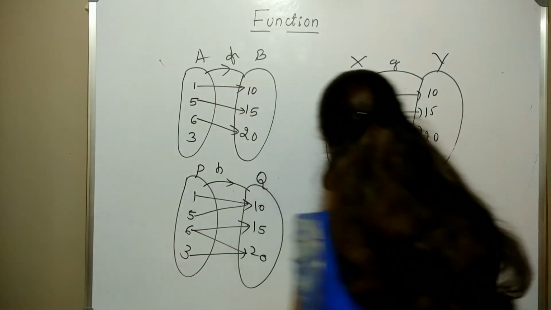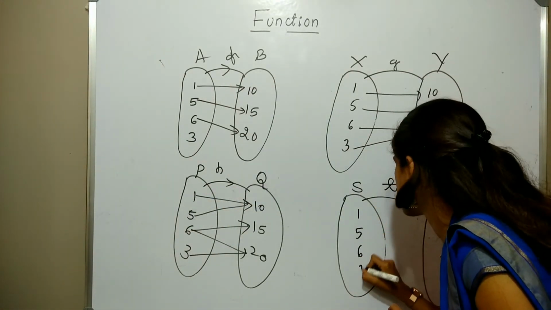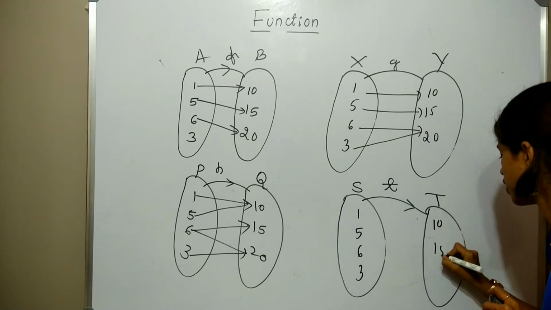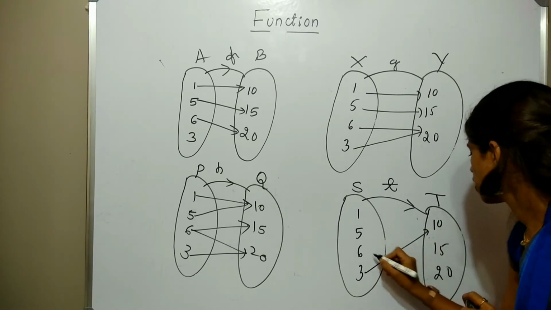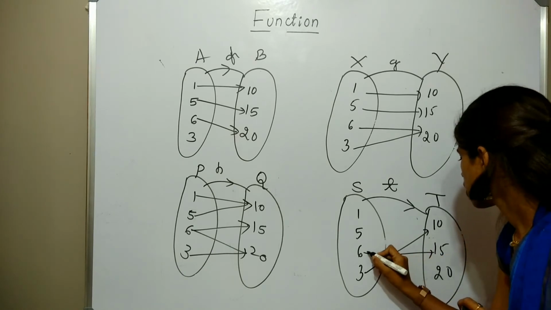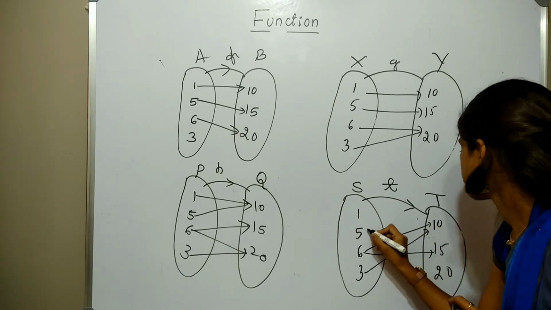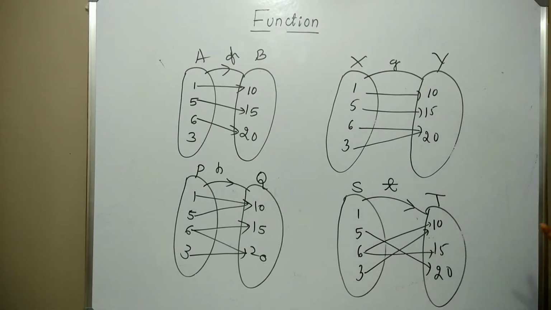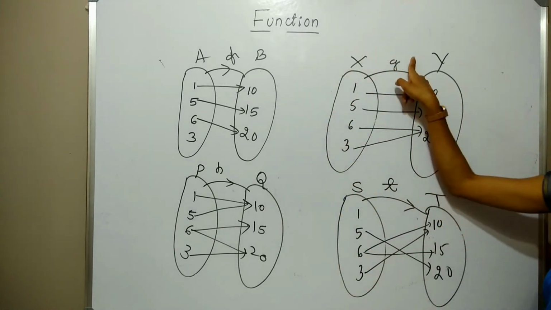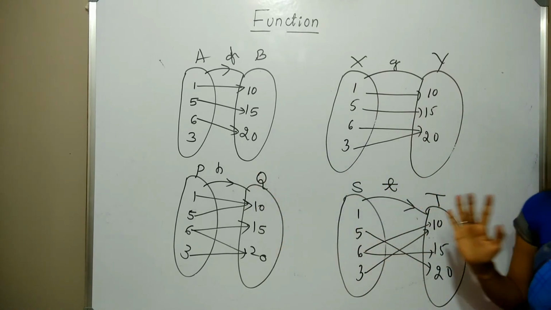Now I am taking 1, 5, 6, 3, 10, 15, 20. So for that, 3 maps to 10, 6 maps to 15, 6 maps to 10 and 5 maps to, say, 20. So let us check whether f, g, h, t are functions or not.